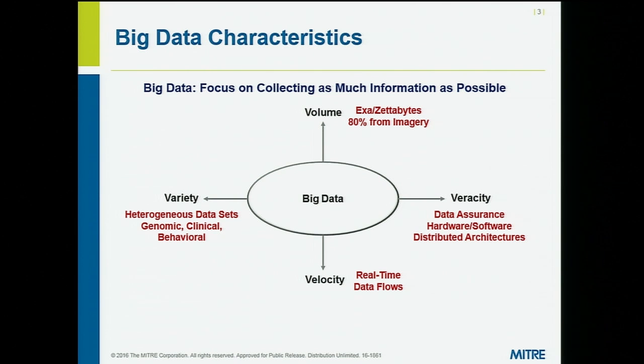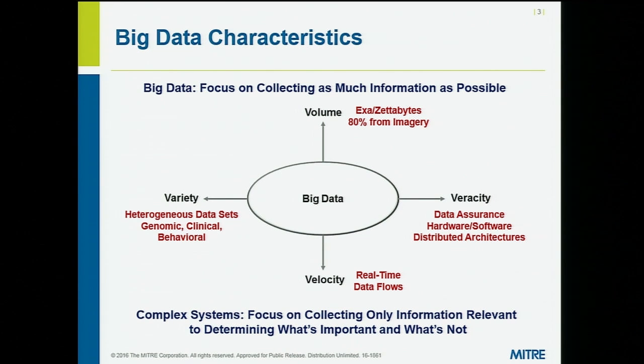There's variety, which is you're really dealing with heterogeneous data sets, whether you're dealing with structured or unstructured electronic patient records, for example, genomic information, clinical information, behavior information. It could be one-dimensional data, two-dimensional data, three-dimensional data when you're dealing with imagery and above. It's the variety of information that's important. And the fourth important thing is the veracity of the information. Data assurance, hardware and software, and distributed architectures.